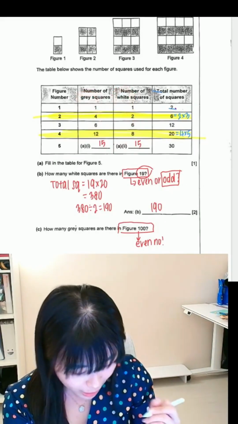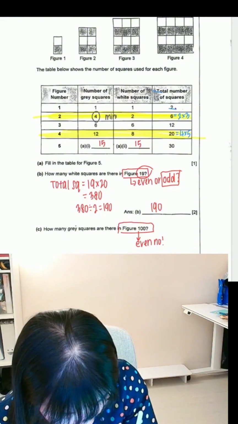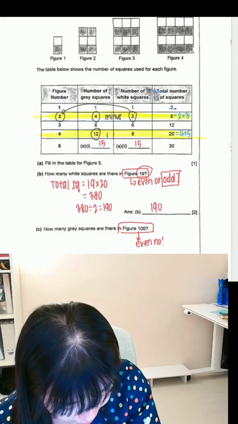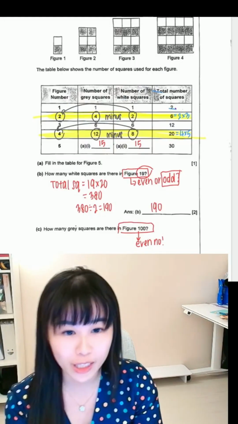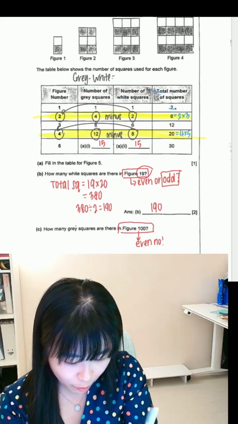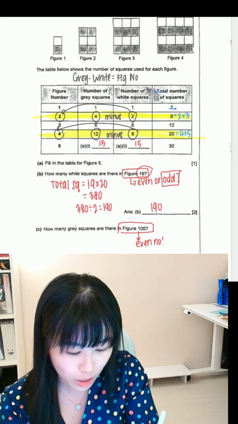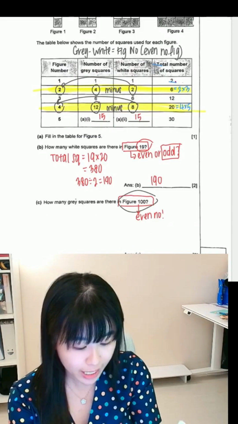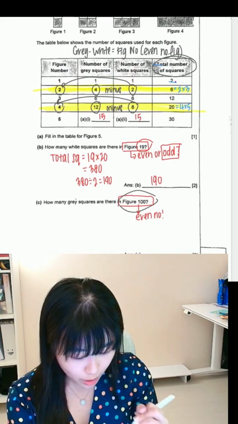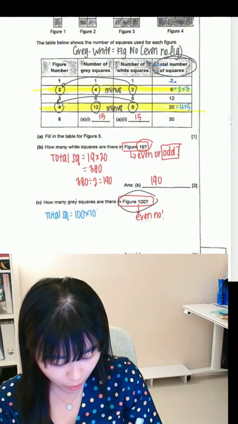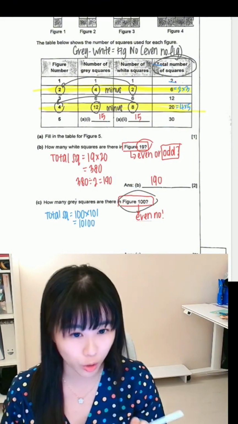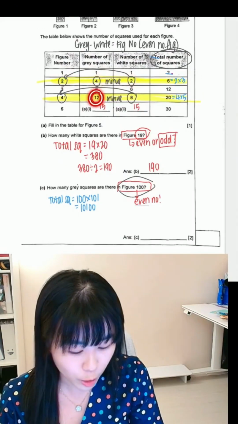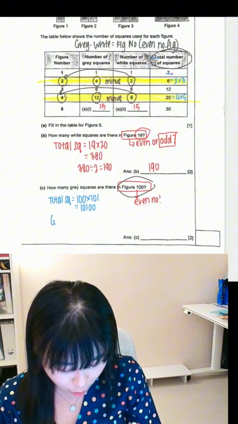But what we don't know is how the white and the grey are being linked together. Then I realized when I take 4, I minus 2, I will get 2 figure number. When I take 12, my grey minus my white 8, I will get 4 my figure number. When I take grey minus my white, right, I will get my figure number, and this only work for even number figure. If this is figure 100, right, first I can find out my total number of squares. So my total number of squares is 100 times 101 is 10100.